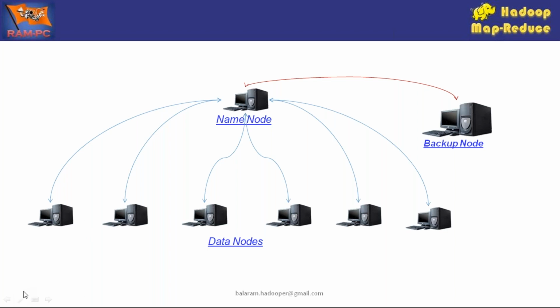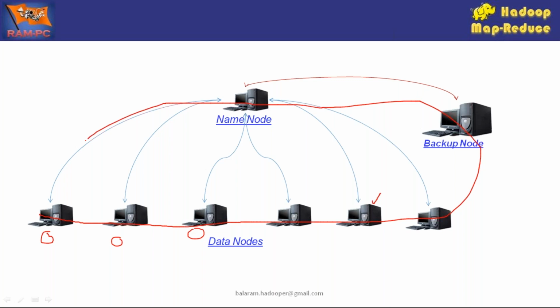See here. Let us say, for example, I have one file. That file's blocks are available in this machine, in this machine, and in this machine. Even if the data is in these three machines, you can still access the data without any interruption from this machine also, because they are interconnected. So you will feel that you are working on a single machine, but it is distributed.